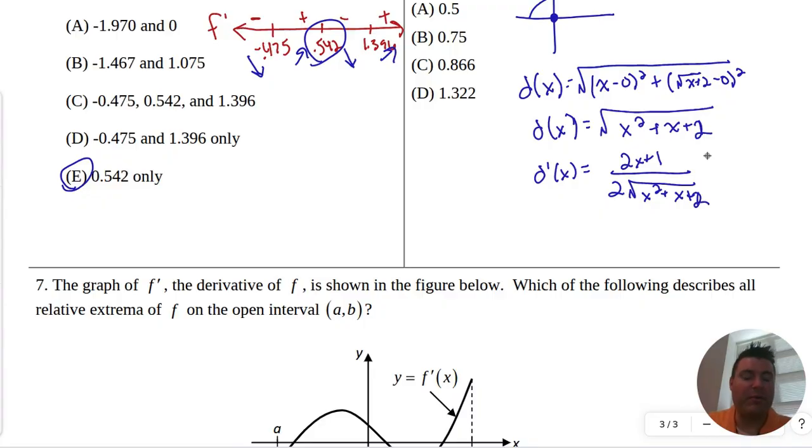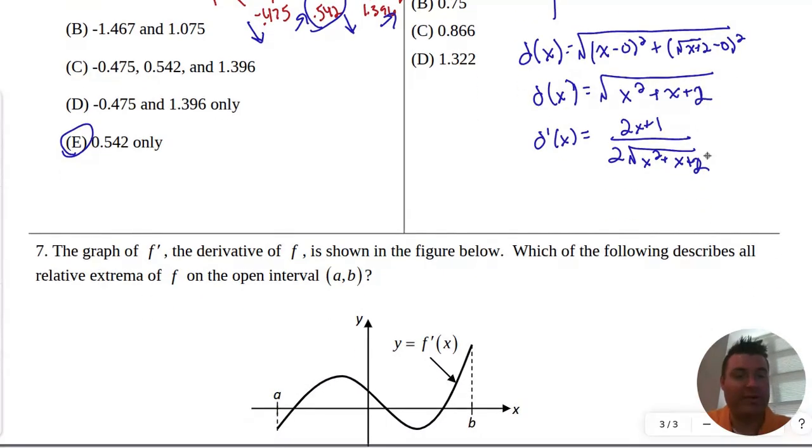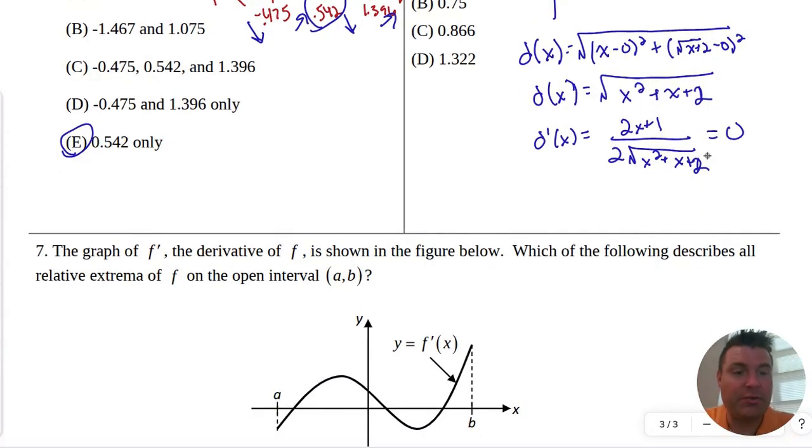Okay, so I want to find out when the critical points are. Just so you know, the denominator will never equal 0 because the denominator does represent the distance. So since the distance is never 0 on this problem, I'm going to ignore that part. But I do want to see where this does equal 0. You can clearly tell that d prime of x equals 0 at x equals negative 1/2.